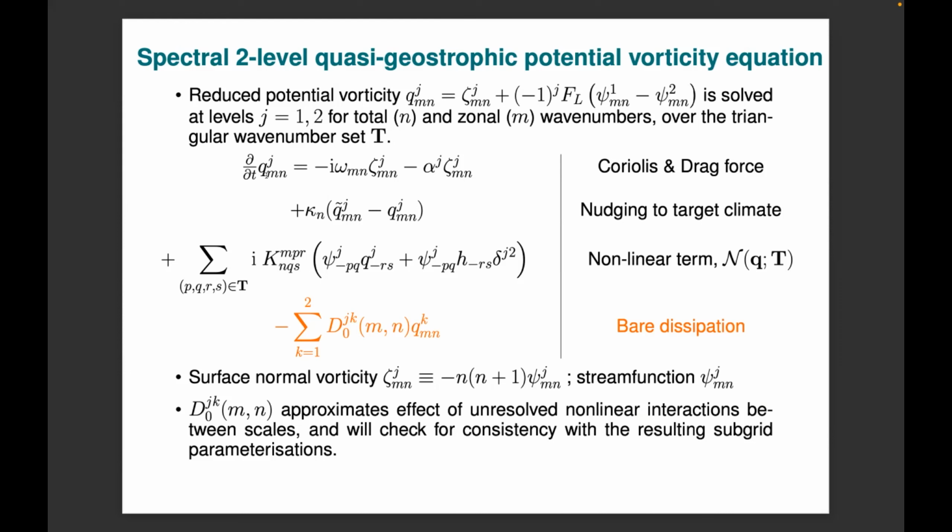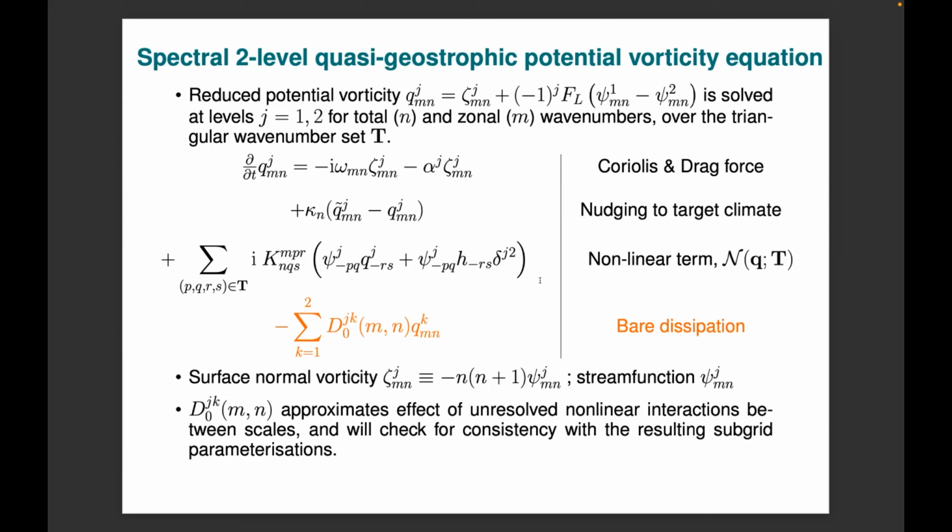The ODE governing the evolution of Q is given by the Coriolis force plus a drag force parameterizing unresolved boundary layer processes. We also nudge to a target climate, and this target climate has been extracted from a high resolution ocean GCM run that's been done previously. And also the important nonlinear term capturing the interaction between eddies and the interactions between the eddies and the topography.